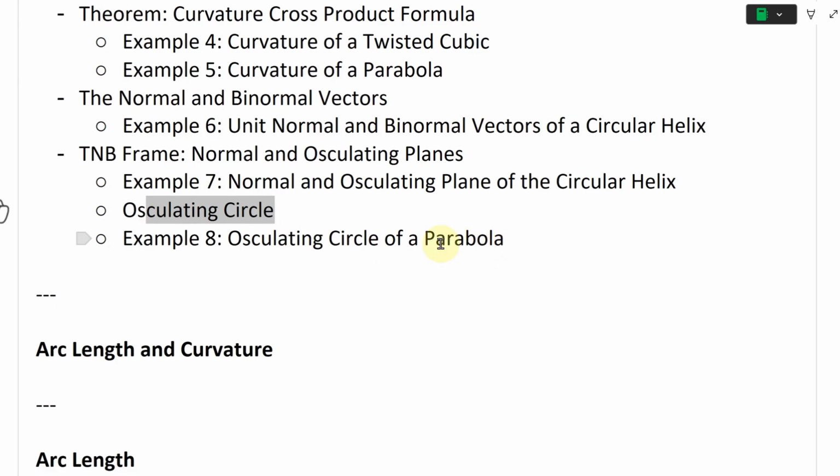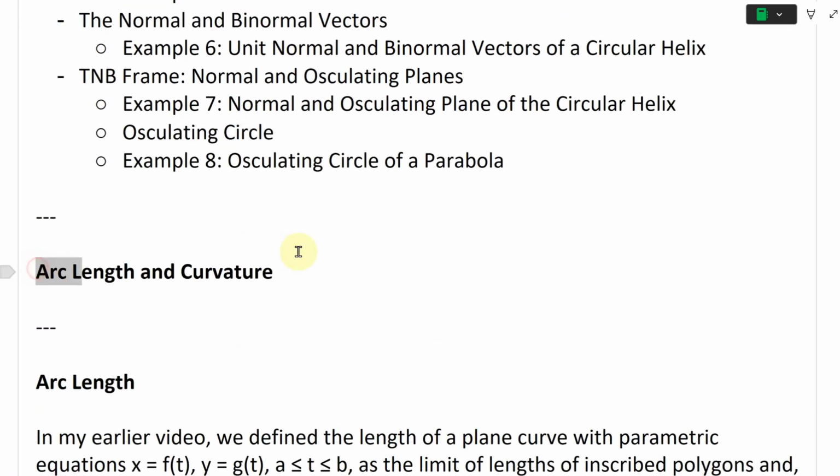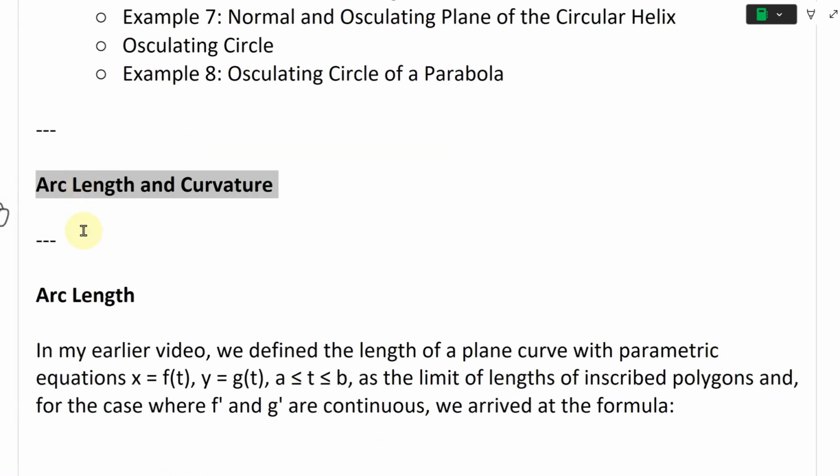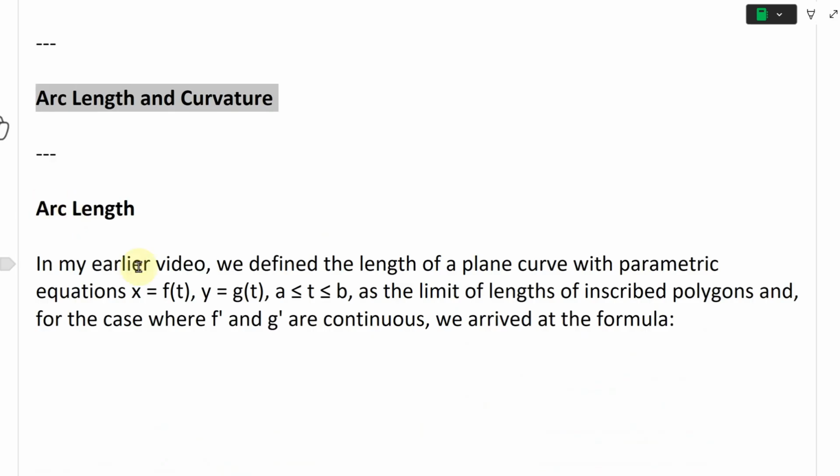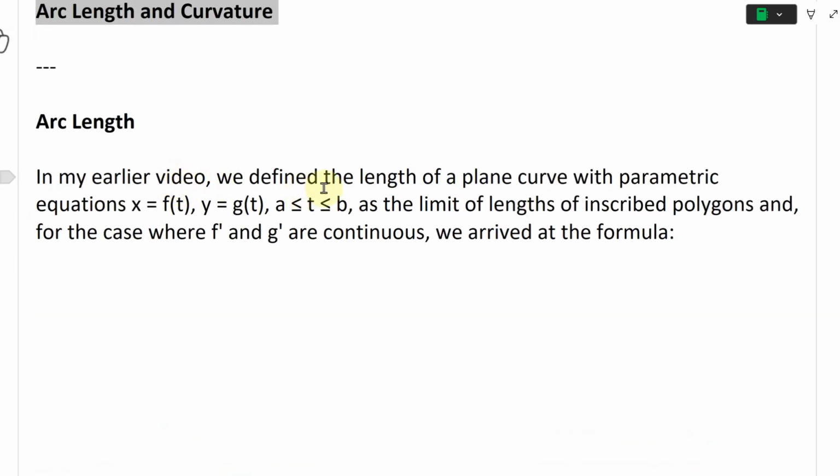All right, now that we've dived all the way into that, let's take a look at the chapter on arc length and curvature, and the first part is on arc length. In my earlier video, we defined the length of a plane curve with parametric equations x equals f of t, y equals g of t, where the parameter t is between a and b, as the limit of lengths of inscribed polygons. And for the case where the derivatives f prime and g prime are continuous, we arrived at the formula.